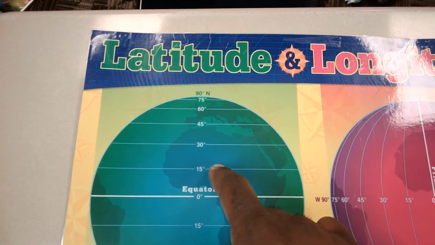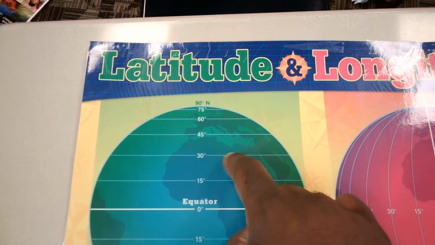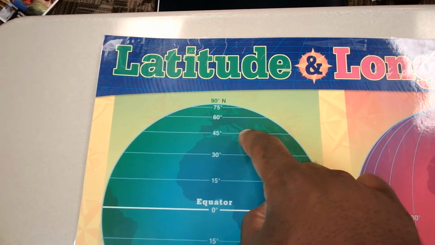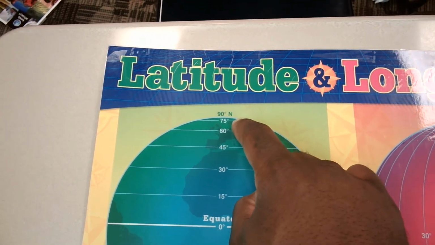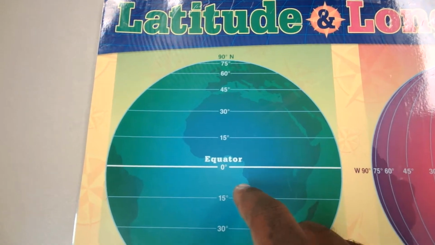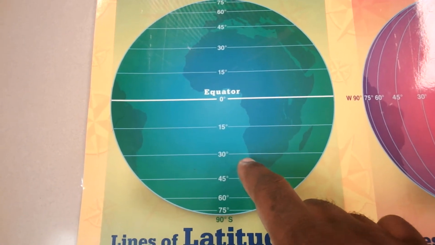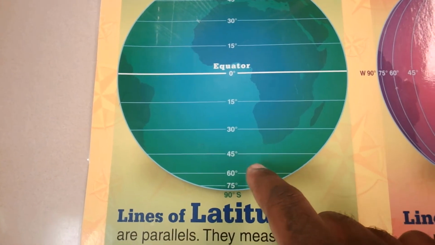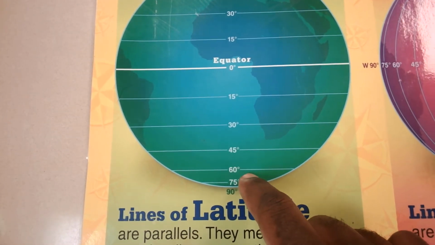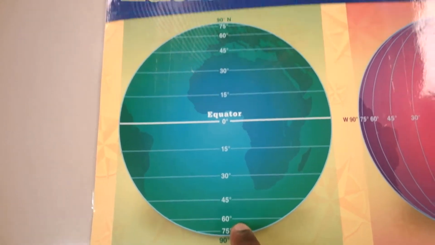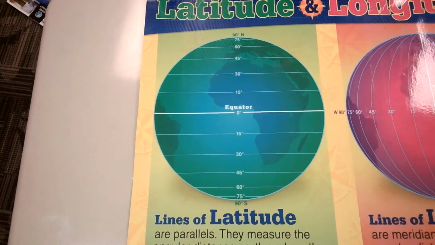So 15 degrees north latitude, 30 degrees north latitude, 45 degrees north latitude, 60 degrees north latitude, 75 degrees north latitude. 15 degrees south latitude, 30 degrees south latitude, 45 degrees south latitude, 60 degrees south latitude, 75 degrees south latitude. So those are latitude lines.